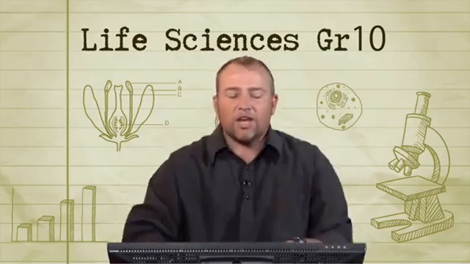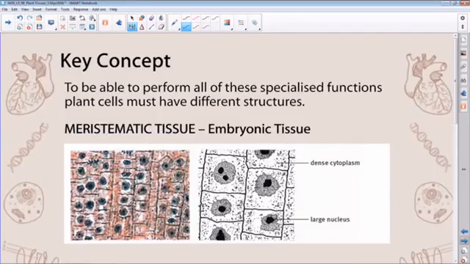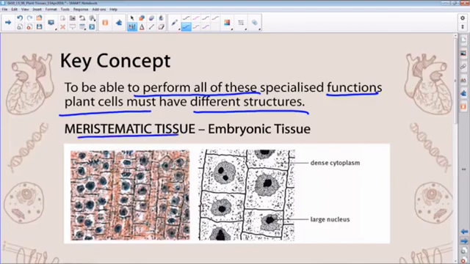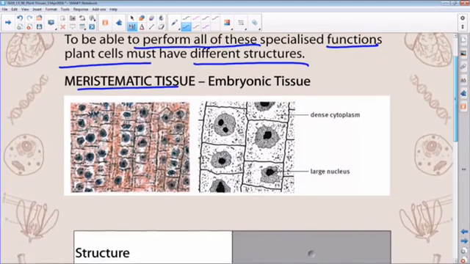Okay, key concepts. To be able to perform all these specialized functions, plant cells must have different structures. Remember, the structure is based on what its function is. Okay, so the first one we're going to have a look at is meristematic tissue or embryonic tissue. There it is, embryonic tissue.